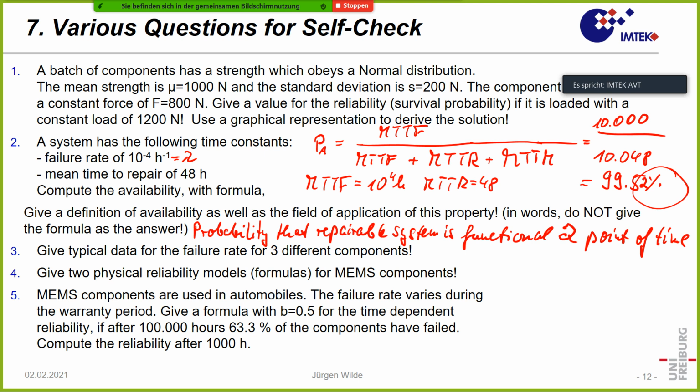MEMS components are used in automobiles. The failure rate varies during the warranty period. Give a formula with beta 0.5 for the time-dependent reliability. If after 100,000 hours, 63.3% of the components have failed, compute the reliability after 1,000 hours.